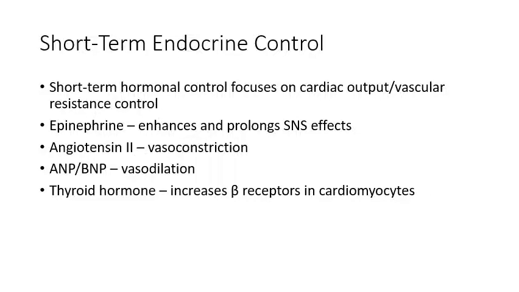And the endocrine system, within minutes to hours, can have effects on the cardiac output and on the vascular resistance that will impact blood pressure. The four or five hormones that are involved here are epinephrine, angiotensin II, ANP and BNP, and thyroid hormone. Epinephrine is going to be released anytime the sympathetic nervous system is activated, and it basically does the same thing as the sympathetic nervous system. So it's going to increase heart rate, increase contractility, those things increase cardiac output, that increases blood pressure.